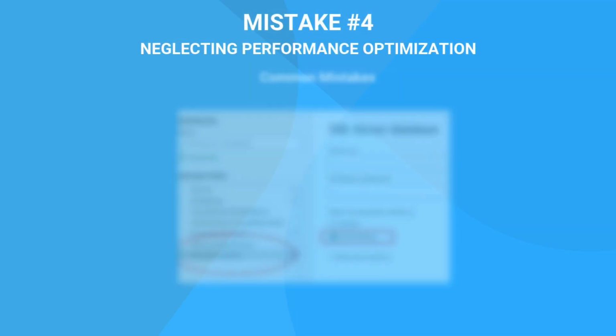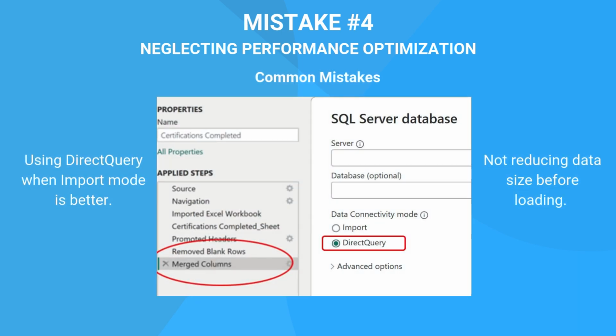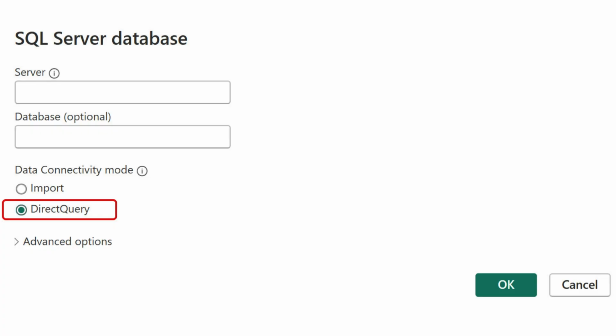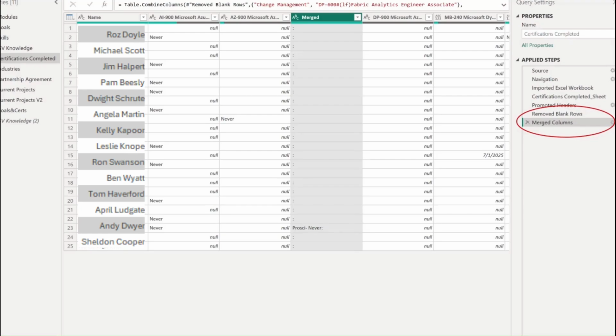Now let's look into how we can speed up slow reports by performance optimization. Reducing the size of the data helps performance as well. Make sure to use DirectQuery instead of Import to save storage space in the backend, as well as use the Transform Data option by removing blank rows and unnecessary columns to reduce the size of the data load.